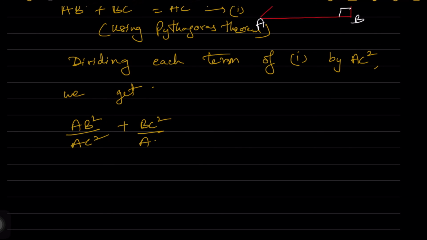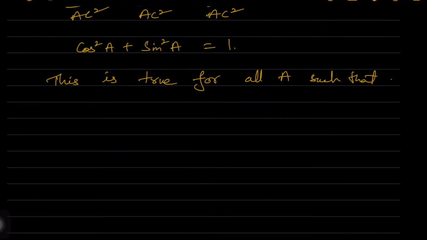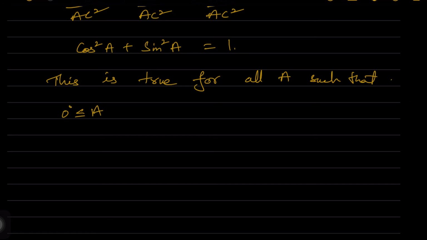AB square by AC square plus BC square by AC square, which is equal to AC square by AC square. So AC square will get cancelled. AB by AC is nothing but cos A. Therefore, cos square A plus sin square A is equal to 1. This is true for all A such that A lies between 0 and 90 degrees.